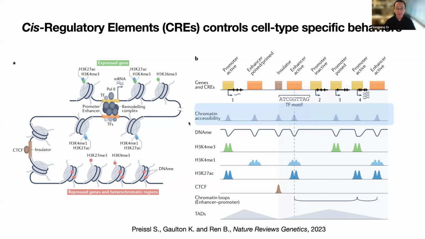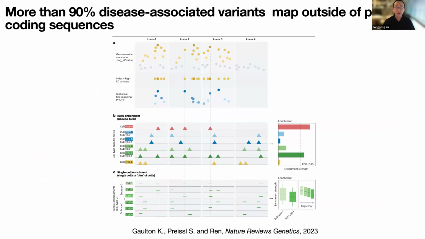In the meanwhile, recent GWAS studies also showed that more than 90% of disease-associated variants actually map outside of the protein-coding sequences. And a substantial ratio of those variants are located in cis-regulatory elements. If we have single-cell data, we can identify different cell types and even subtypes, so that we can more accurately map those variants to the particular cell type and the corresponding cis-regulatory elements.